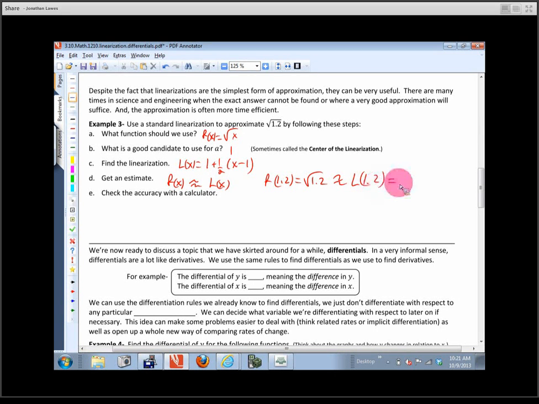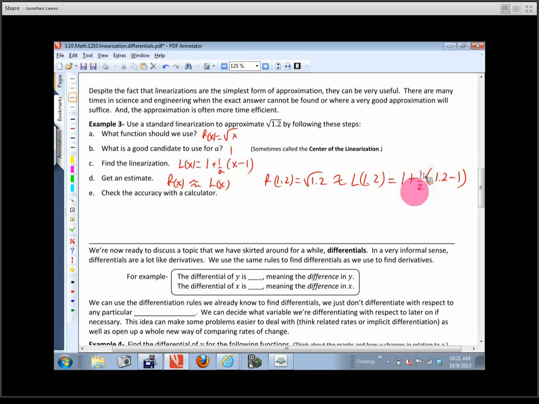So that should be 1 plus 1/2. And then what do I plug in here? I plug in a 1.2, just like it looks. Now, think about what I said just a second ago.